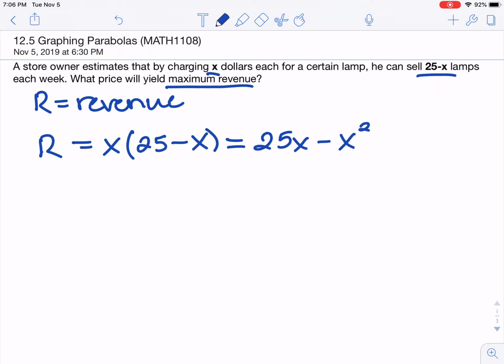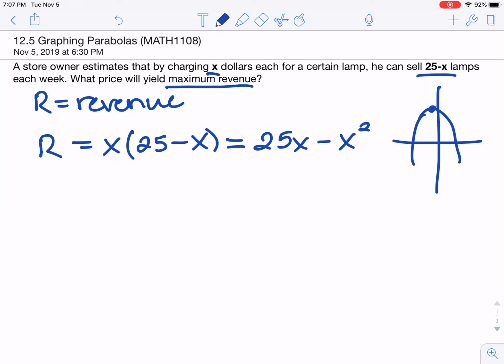And right off the bat, you should recognize that this is a parabola. And because the leading coefficient of our highest degree term is negative, this should be opening down. So it's going to look something like this. Now, if we're looking for what price will yield the maximum revenue, we need the highest point of this graph, the highest R value. And that is going to be right at the vertex. Of course, it's not going to look like how I've sketched it out, but something like that.